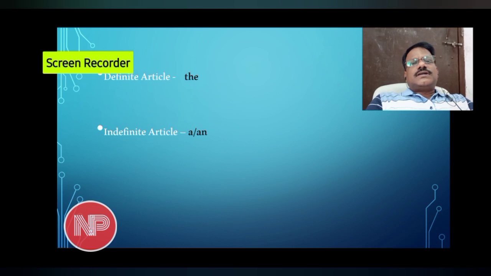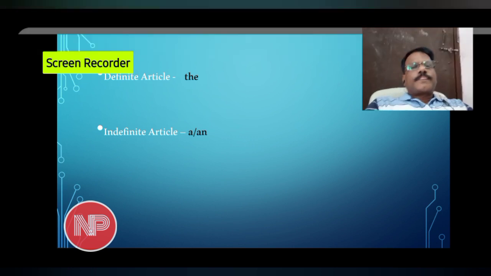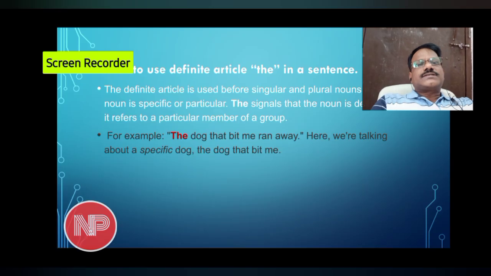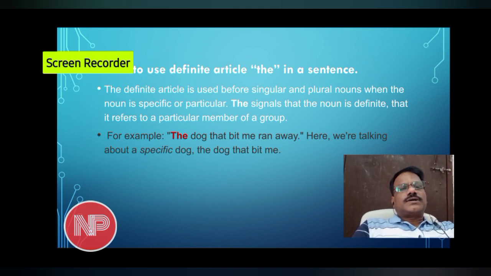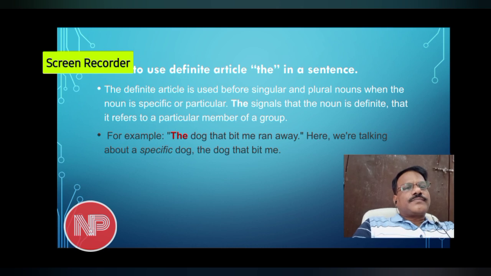So let's first learn about the definite article the, and how it is used in a sentence. The definite article is used before singular and plural nouns when the noun is specific or particular. The signals that the noun is definite, that it refers to a particular member of a group. For example, the dog that bit me ran away. Here we are talking about a specific dog, the dog that bit me.